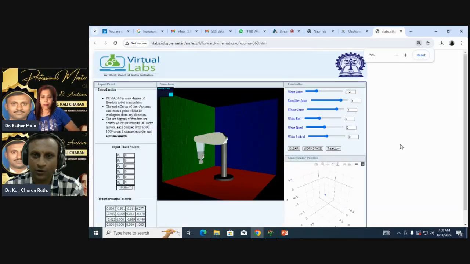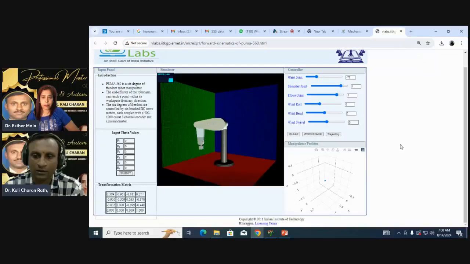It is a virtual laboratory, Indian Institute of Technology, Kharagpur.